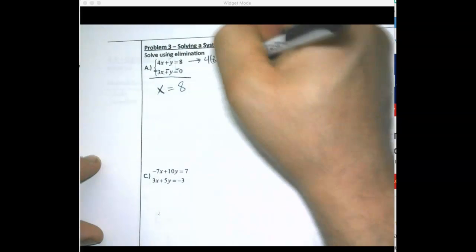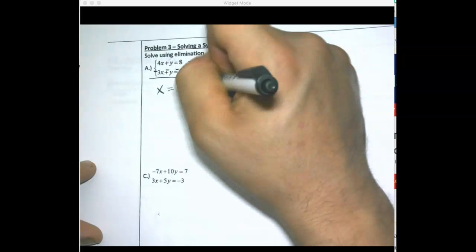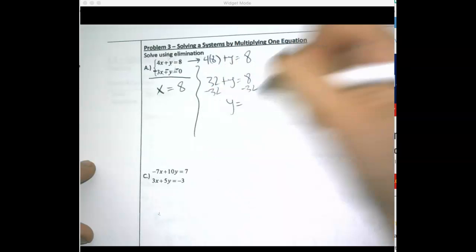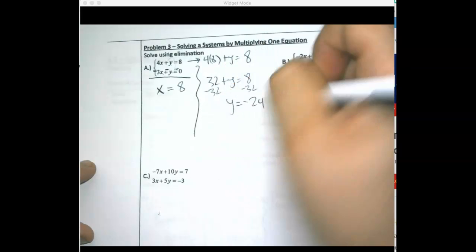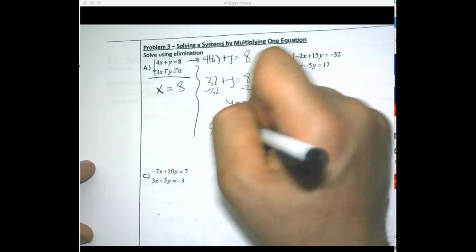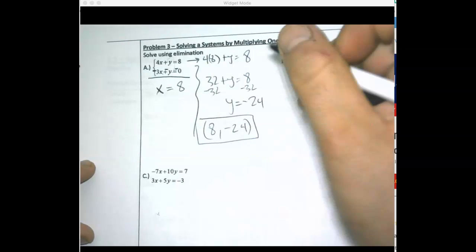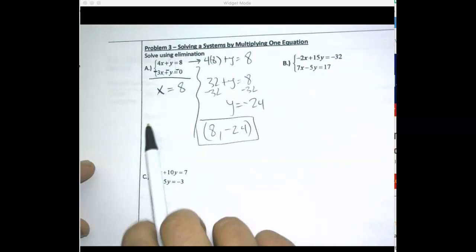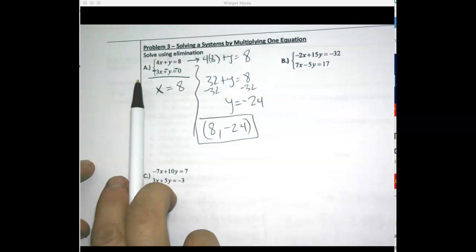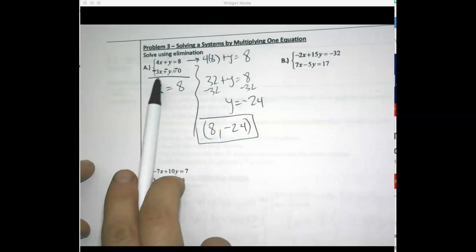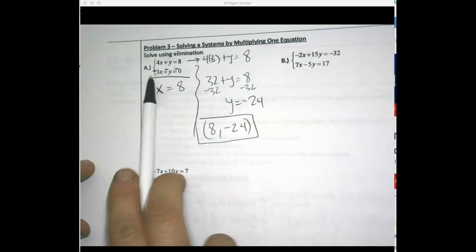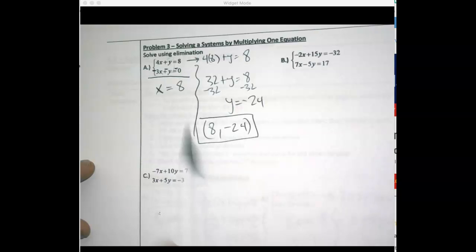Plug in an 8 for x into one of these original equations. 4 times 8 is 32. Subtract that 32, and y equals negative 24. Don't forget to write your answer as x comma y, ordered pair, and check it in the other equation. Let's see. 3 times 8 is 24, plus negative 24. 24 plus negative 24 is 0, so that checks out.